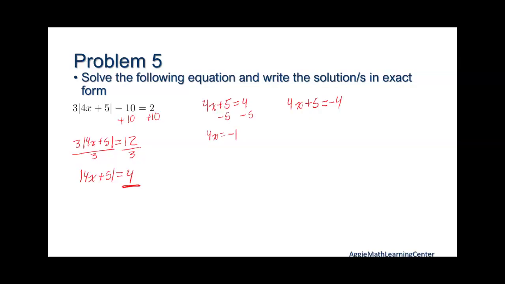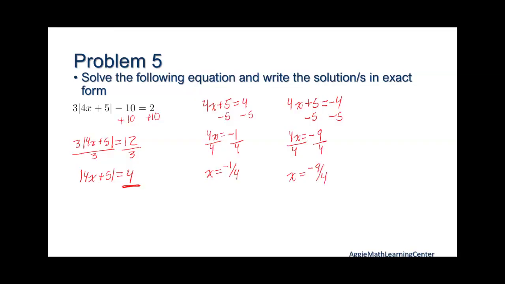And then what do we do next? What is the next step? It would be divide by 4. Divide by 4. So x equals negative 1/4. And on the other side, we're going to follow the exact same steps. So first we subtracted 5, which is going to get us a negative 9. And after that, we divided by 4. So x is going to equal negative 9/4.